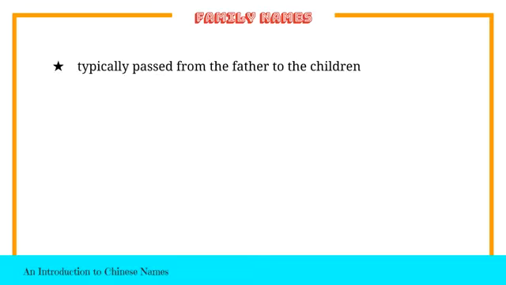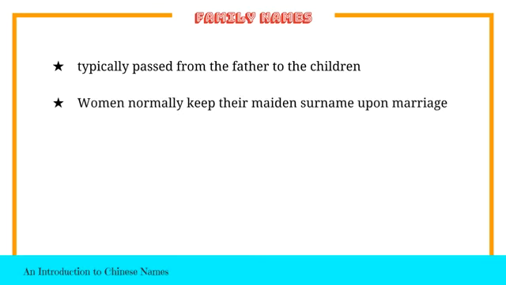Okay, let's talk about the family names. Typically, family names are passed from the father to the children. And women normally keep their surname upon marriage. So they don't follow the husband's surname. They keep their own surname. So it's quite common in a family for the husband and the wife to have different surnames. That's totally normal in China.